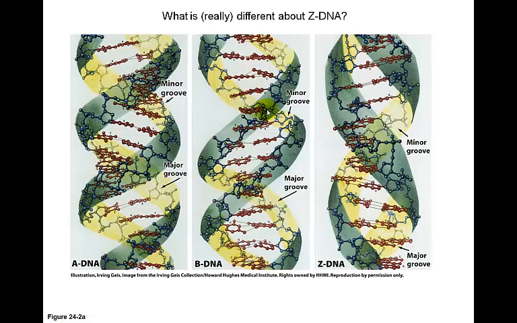So anti-parallel, 10 bases per turn. So if we go all the way around a turn, there'll be 10 bases in a right-handed helix. So this is a right-handed helix.